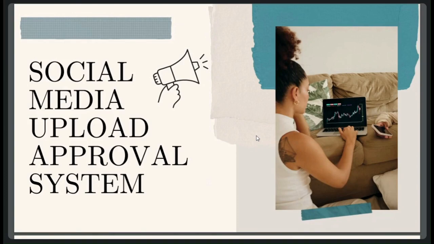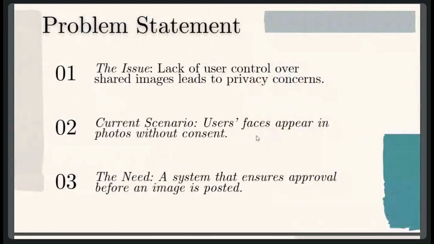Let's move to the next slide for the detailed explanation of the problem statement. Here we have identified three problems. The first one is the issue: lack of user control over shared images leads to privacy concerns. The second one is the current scenario: users' faces appear in photos without their consent. And what is the need for the system? A system that ensures approval before an image is posted.